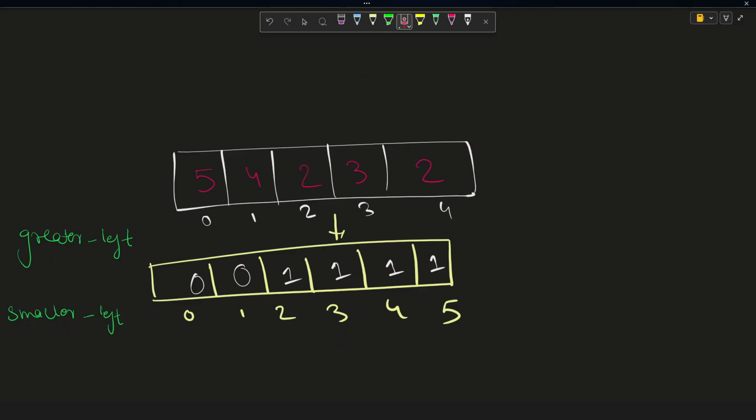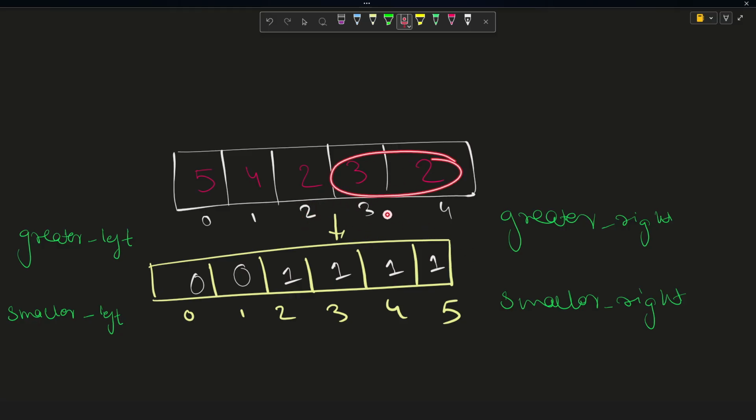And I will again say the same thing here, that is, I will again want to compute this greater and this smaller, but now for the right side. That is, I want you to answer for each index how many elements are greater on its right side and how many elements are smaller on its right side. So again, some of you might have predicted and guessed what we will do.